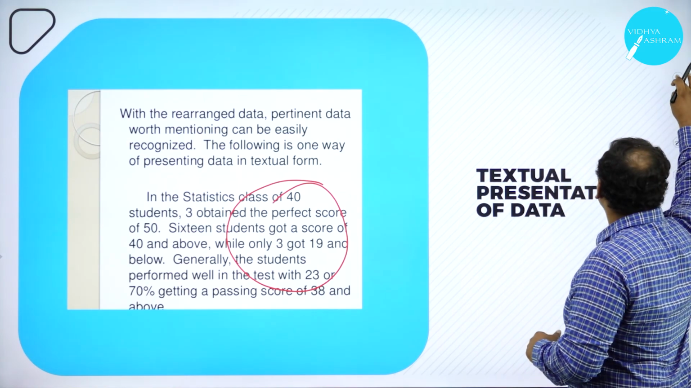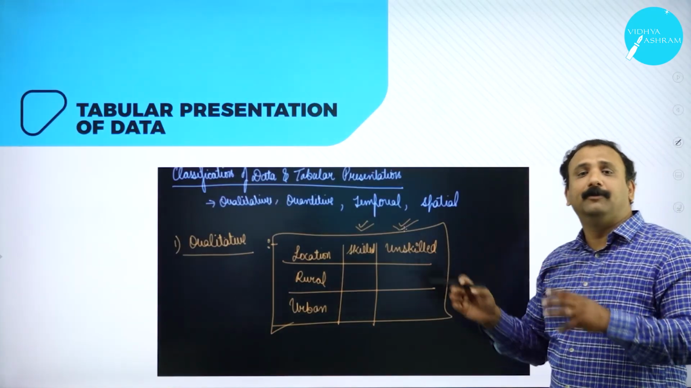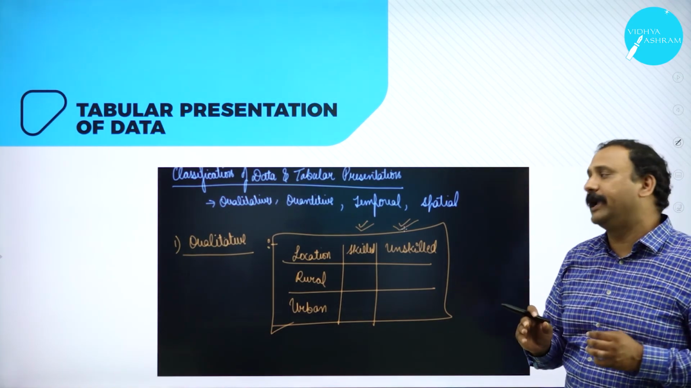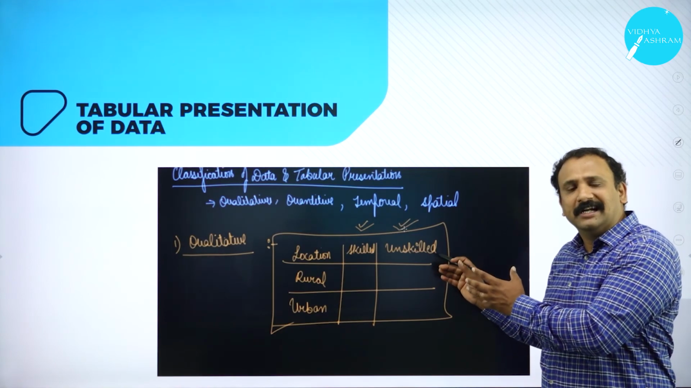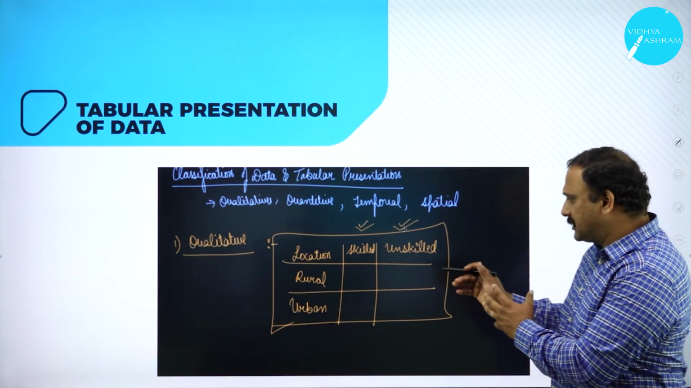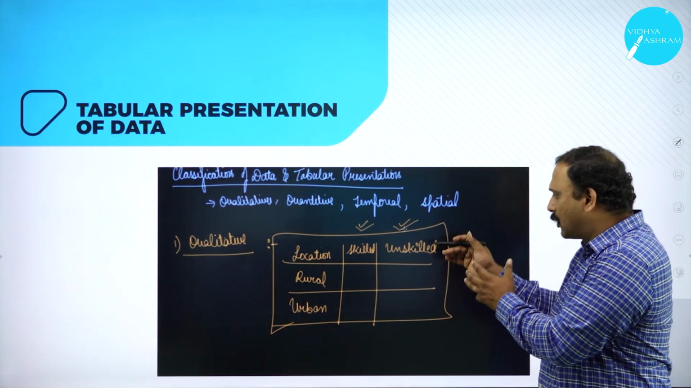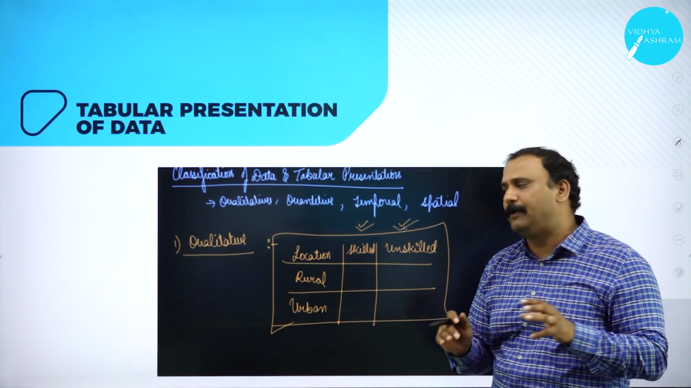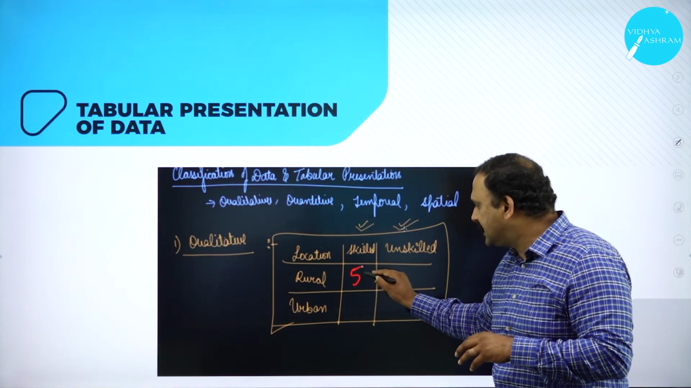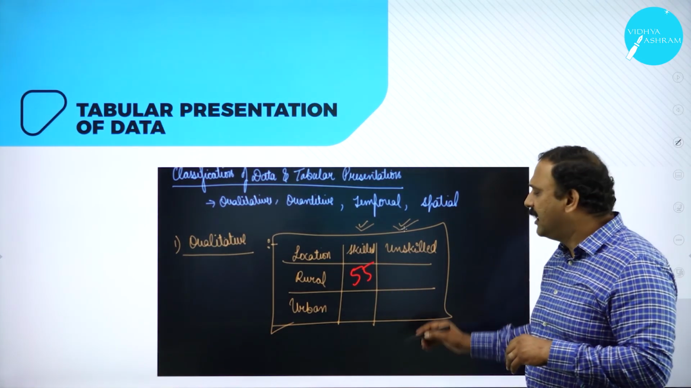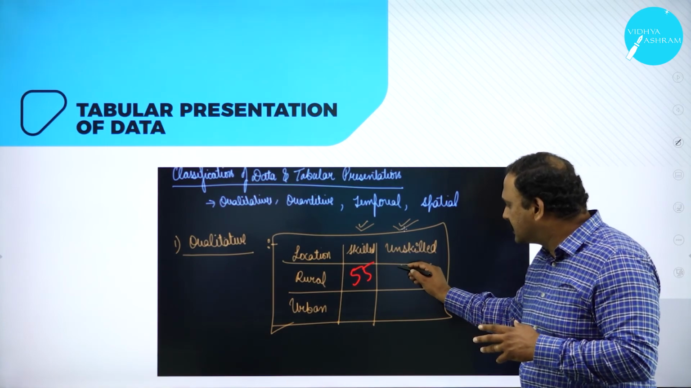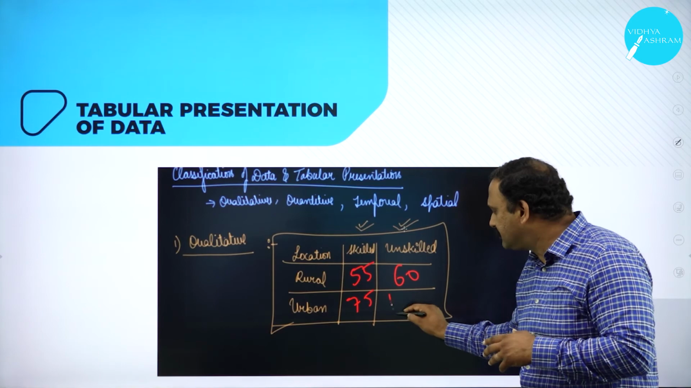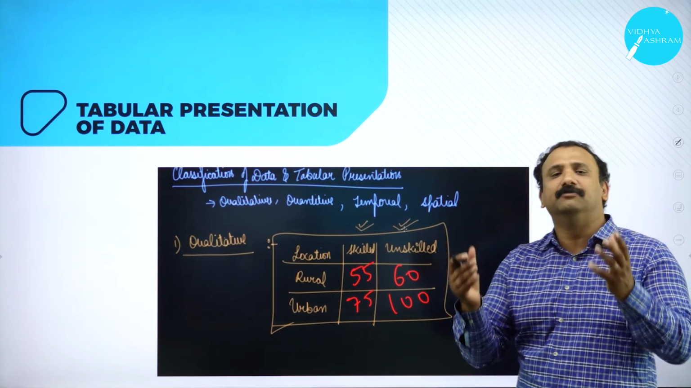Moving forward, we have the tabular form of data. This is the most fantastic thing that anybody would love to look into. Just have a look at the diagram itself. It talks about location, rural and urban. We are going to talk about skilled and unskilled. Now it's a very, very simple format. For example, if I put some values here, let's say rural has 55 skilled, and in the unskilled you have about 60. Urban skilled, you have 75, and you have some 100. I'm just putting some random values here.